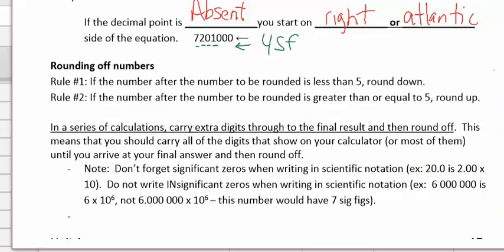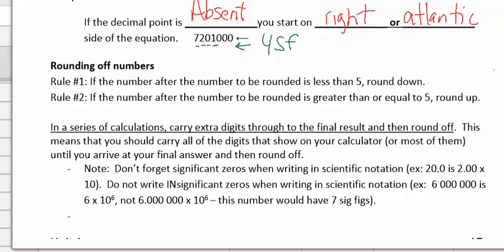Rounding off numbers, we're following traditional math rules here for rounding. We only look at the number directly beside it. So if the number directly beside it is less than 5, we're going to round down. If it's 5 or above, we'll round up. We don't do chain reaction rounding. We only look at the very next number.